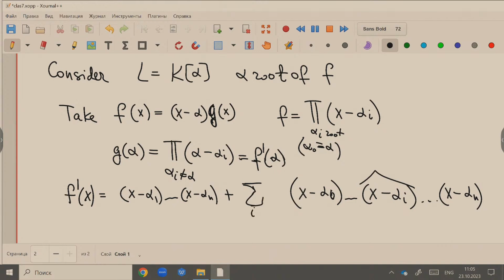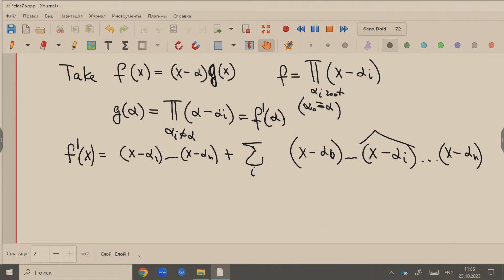So what is the basis? What is the standard basis of L over K? Of course, the standard basis is just generated by the powers of alpha. So the basis of L over K is generated by 1, alpha, alpha squared, etc., alpha to the m minus 1.